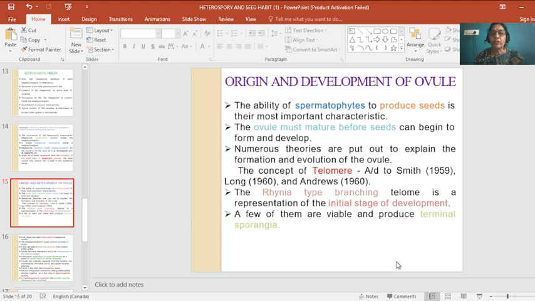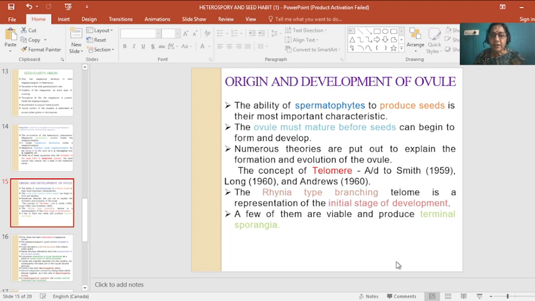Regarding the origin and development of the ovule, the ability of the spermatophytes to produce seeds is their most important characteristic. The ovule must mature before seeds can begin to form and develop. Numerous theories were put forward to explain the evolution of the ovule. The telome concept, according to Smith 1959, Long 1960, and Andrews 1960.